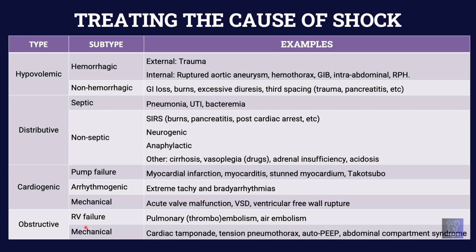Obstructive shock is also usually an emergency. If it's pulmonary embolism, it needs prompt tissue plasminogen activator or thrombolysis. If it is from cardiac tamponade or tension pneumothorax, it needs immediate evacuation of the fluid and air, respectively.